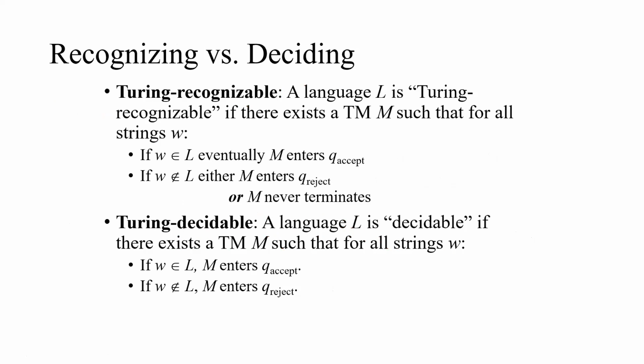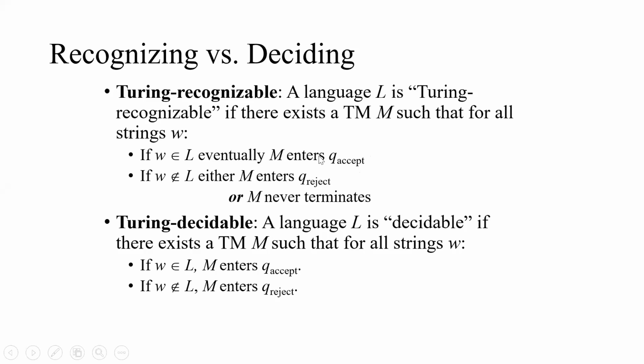Just see this. What do you mean by recognizing and deciding? Recognizing means that for all strings W, the machine will either reach an accept state, or it will reach a reject state, or it may loop forever. Decidable means that it is decided: either it will accept or it will reject. Recognizable means it may accept, it may reject, or loop forever.